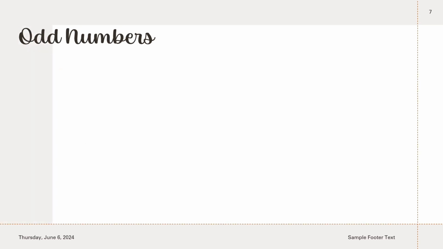Now, let's look at odd numbers. An odd number is an integer that cannot be evenly divided by 2. 1, 3, 5, and so on are odd numbers.